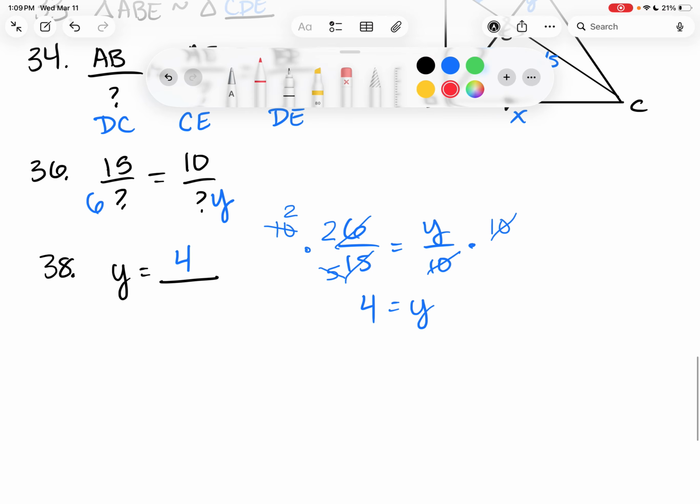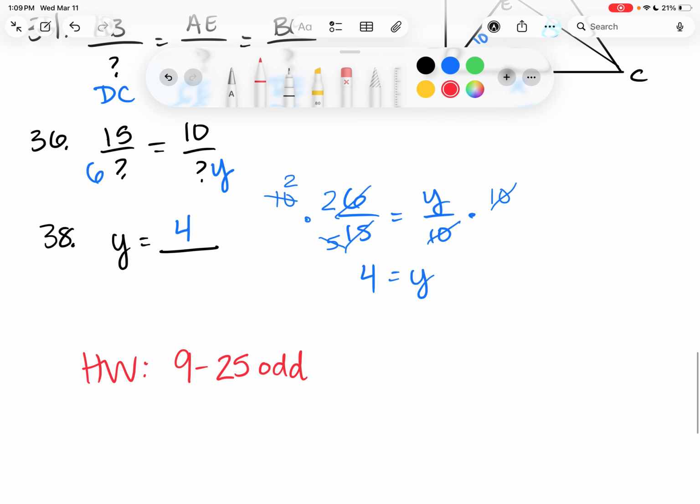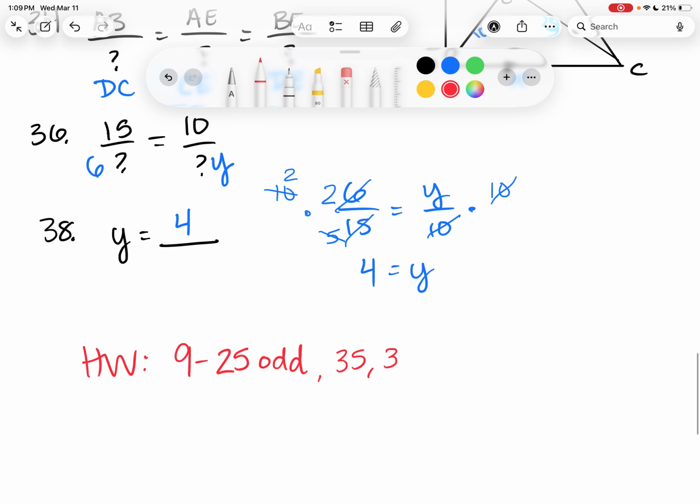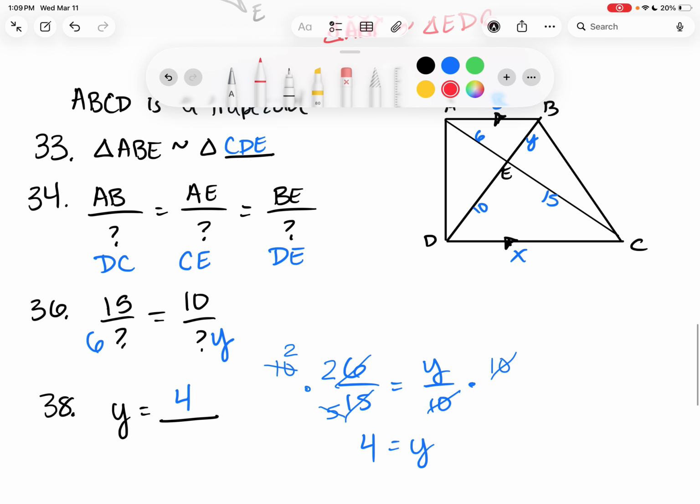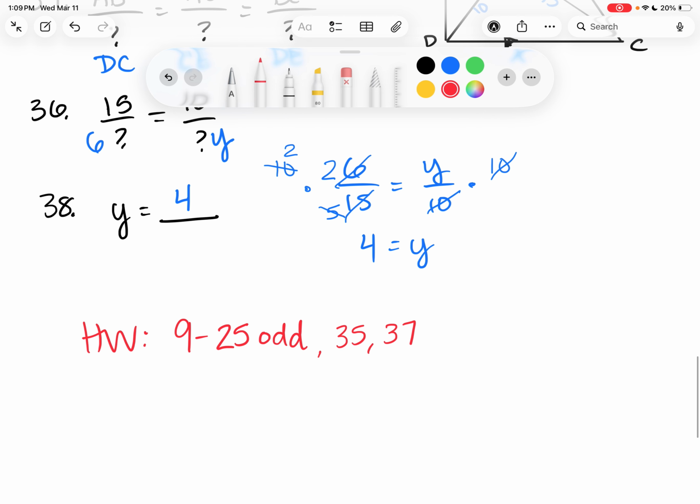Okay, so problems 9 through 25 odd. I'm not going to make you copy the pictures over today. And then 35 and 37, which go with what we were just doing here. So you have the rest of the time to work. It is Wednesday, so if you don't finish, it's not homework. I mean, it will be homework, just not due tomorrow. It'll be due on Friday if you don't finish, but you need to be working now or I'll make it due at the end of class.